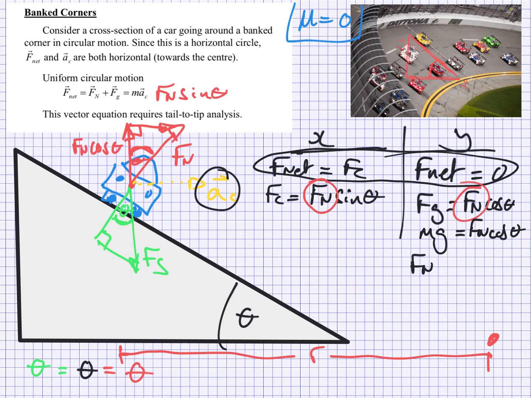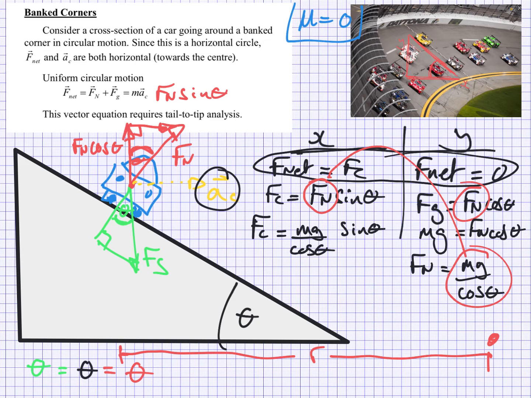and that would give us Fn being equal to mg over cosine theta. We can then take this little equation and replace the Fn in the x statement. So let's go ahead and do that. We're going to say Fc is equal to mg over cosine theta. That's the replacement there, multiplied by sine theta. All right, that's kind of neat.